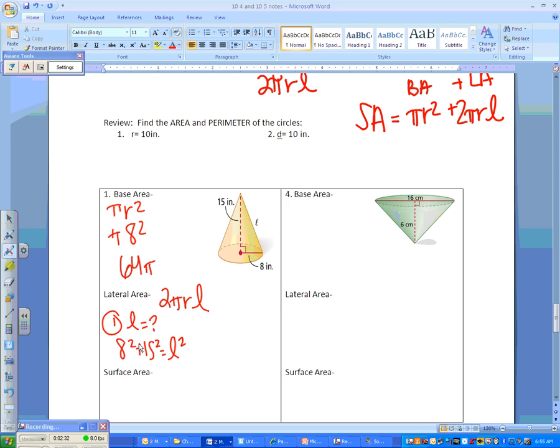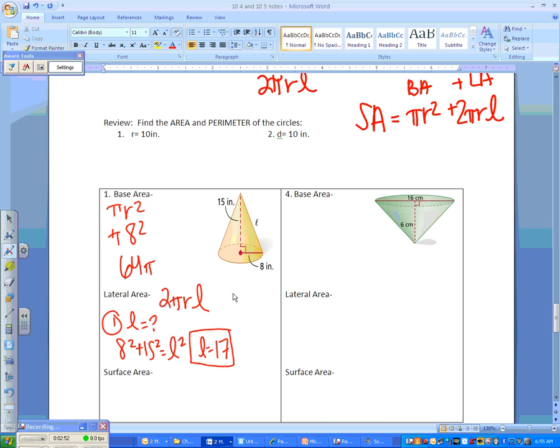And you guys are professionals at the Pythagorean theorem by now, since we've been doing it since September. So 8 squared plus 15 squared. Oops, I didn't do it right. Plus 15 squared. And then square root it. I get that the slant height equals 17. So do your math. Make sure you get that slant height equals 17.